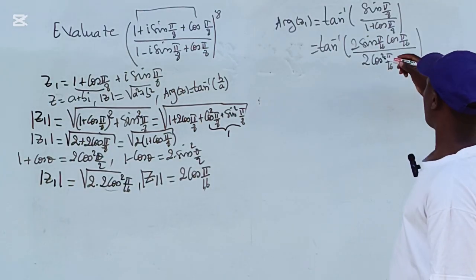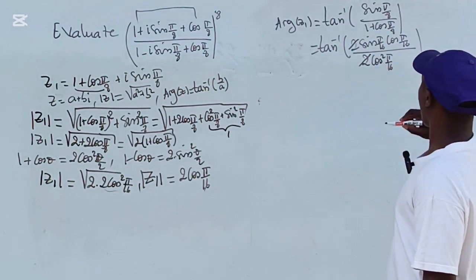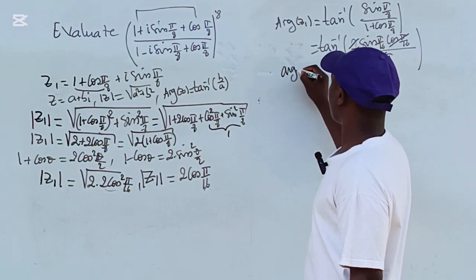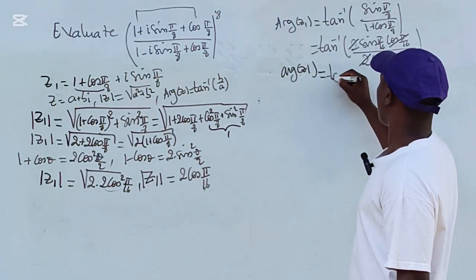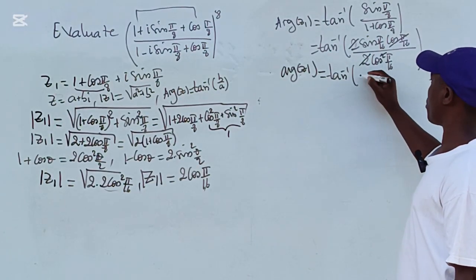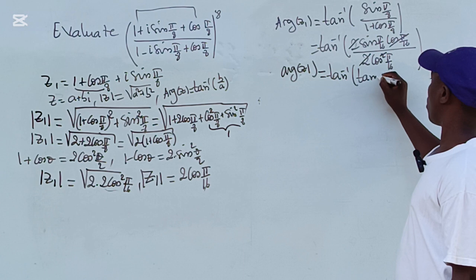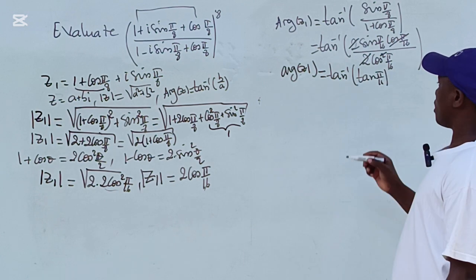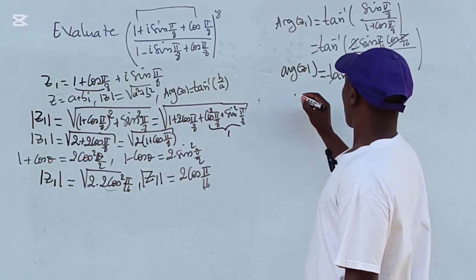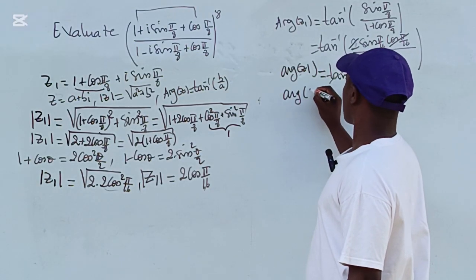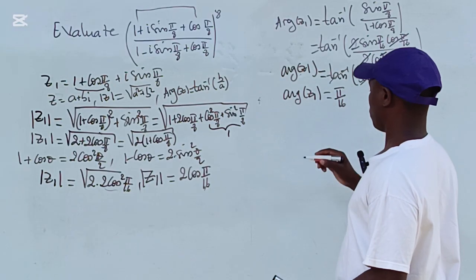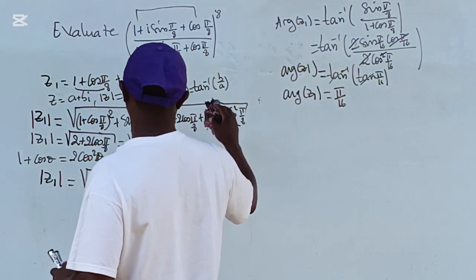Now we need to simplify this and this square and this cosine. The argument of z1 is equal to the inverse tangent of sine of pi by 16 over cosine of pi by 16, that is tan of pi by 16. So this inverse and this tan cancel one another. We have the argument of z1 is pi by 16.